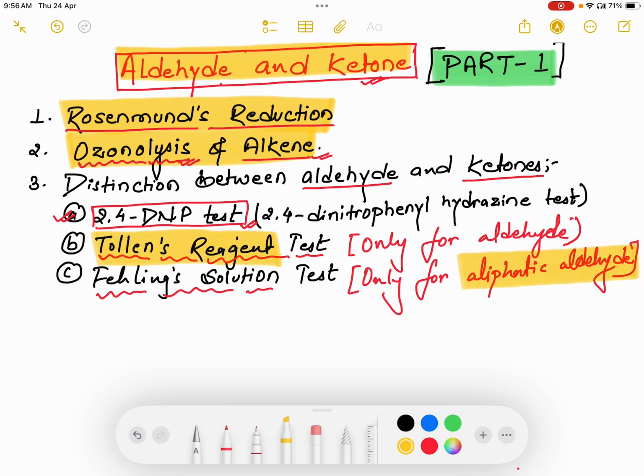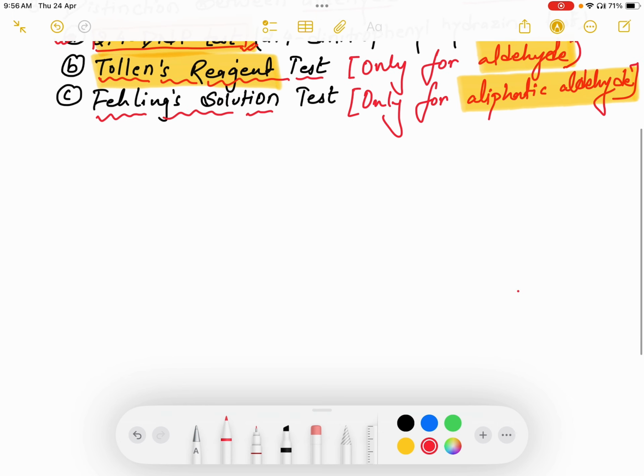The Tollens reagent test helps us identify aldehyde, and the 2,4-DNP test basically helps us identify carbonyl compounds. Okay, so let's move on to the very first one, that is your Rosenmund reduction reaction.